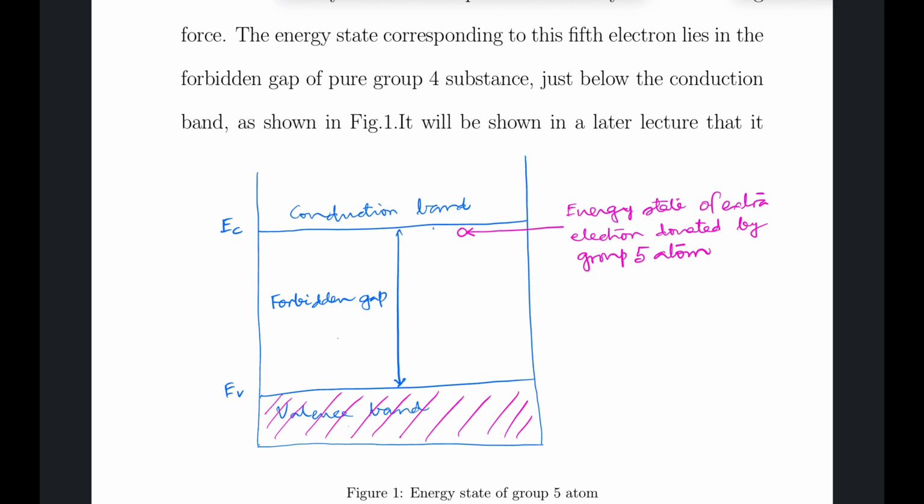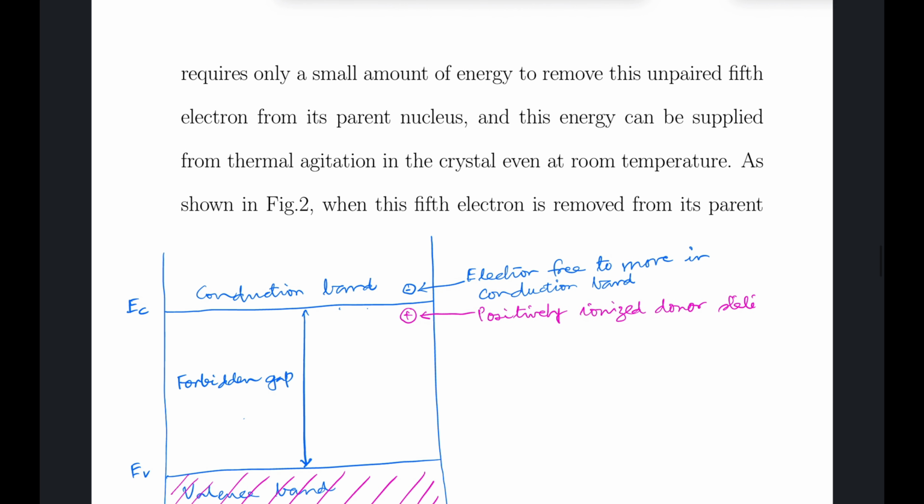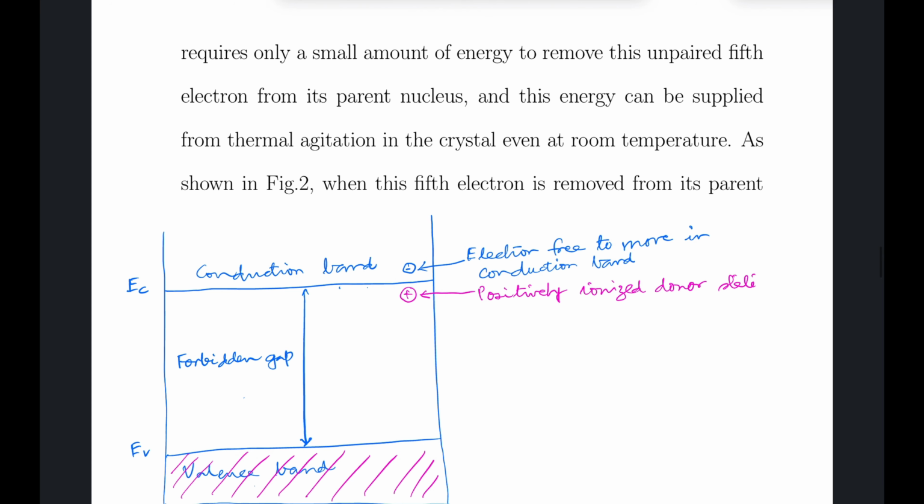ठीक है? यहाँ देखिए, थोड़ी एनर्जी उसको दे दी गई, it is given some amount of energy from any external source. तो ये इलेक्ट्रॉन जो है उससे डिटैच हो गया, डिटैच होके it goes to the empty conduction band where it becomes free to carry current, and this becomes positively ionized donor state, which is just below the conduction band of the n-type semiconductor. ठीक है?